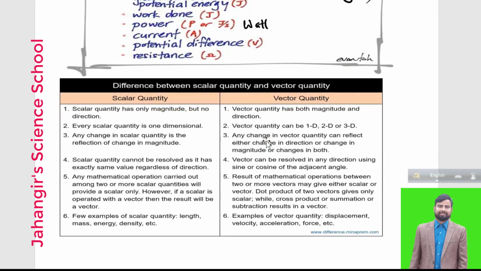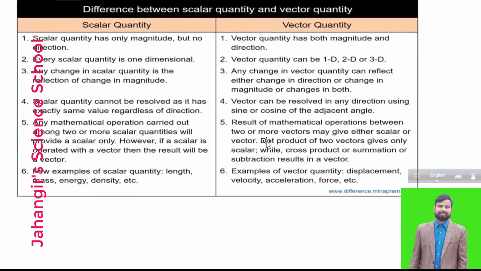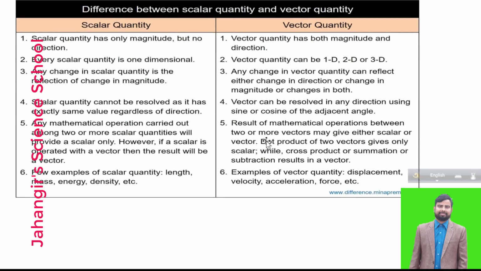Then there is a difference. Already we discussed this. Difference between scalar quantity and vector quantity. A scalar quantity has only magnitude but no direction. On the other hand, a vector quantity has both magnitude and direction.